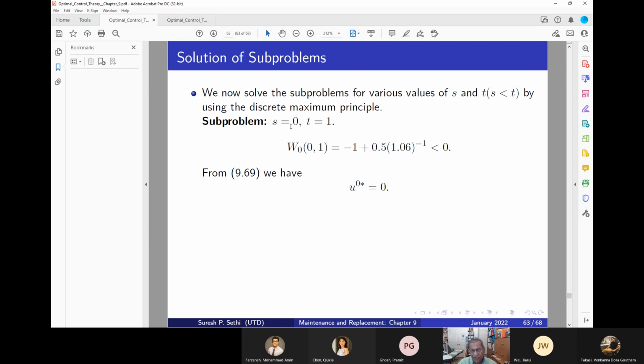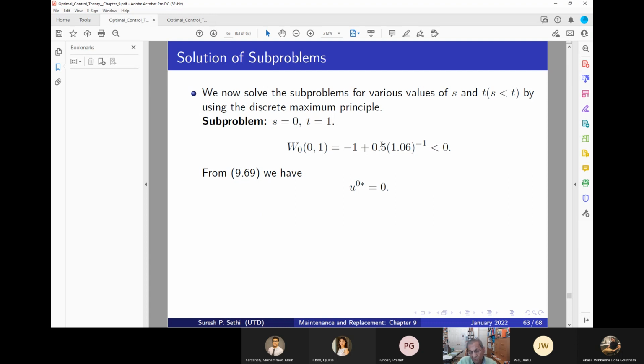So if S0 is 0 and S is equal to 1, which means I buy the machine at the beginning of period 0 and sell the machine at the beginning of period 1, I keep the machine for 1 period. My switching function is exactly this one, which is less than 0. Because it's less than 0, bang-bang says my control will be 0.